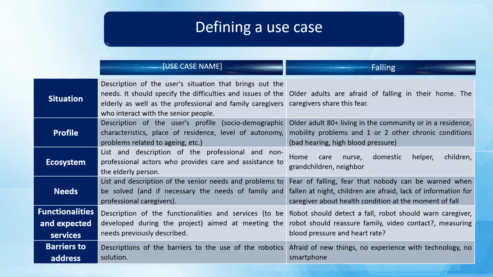A barrier to address, especially in robotics research, is of course that older adults might be afraid of new things, that they do not have as much experience with technology as younger generations, and maybe they also have some problems because they don't have an internet connection or a smartphone, or experience with those kinds of applications.